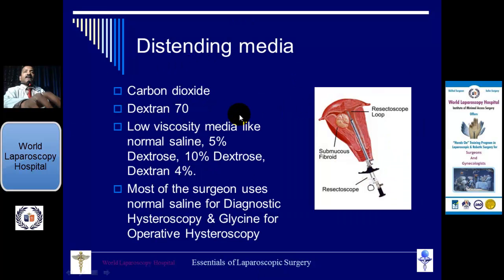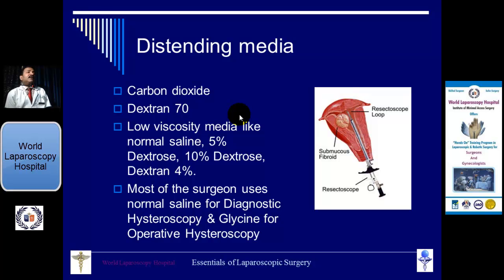Now distending media. Once the hysteroscope was started, at that time the best distending media anybody could see was carbon dioxide. Carbon dioxide has many advantages. One of the biggest advantages is that it is 200 times more absorbable than oxygen and 20 times more absorbable than room air. So chances of embolism were less, and it gives good vision also, because unlike fluid, it will not make your telescope dirty.